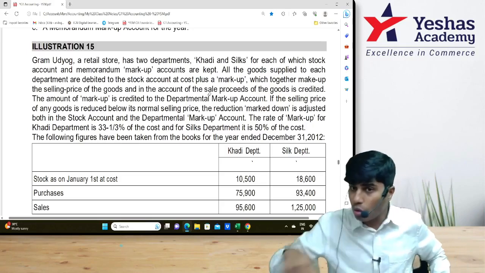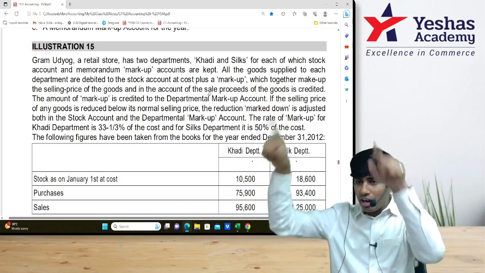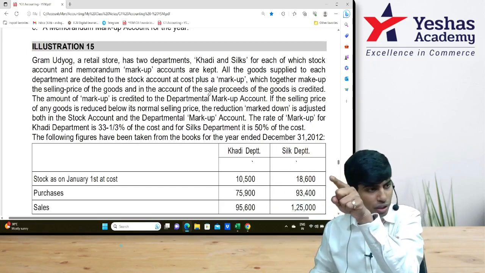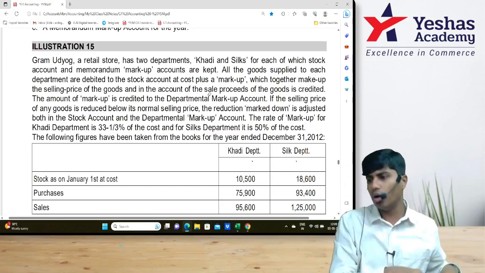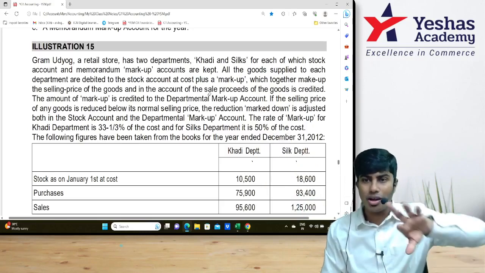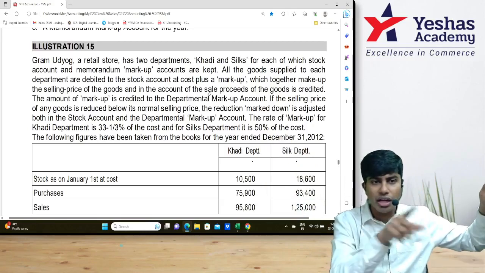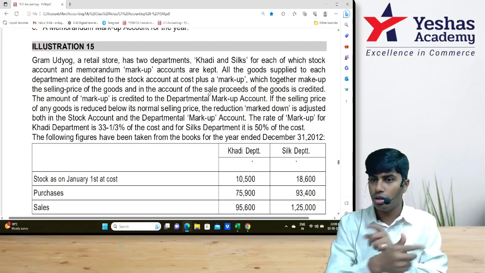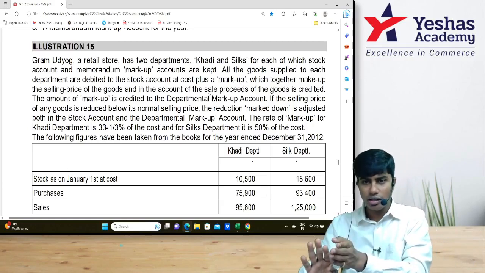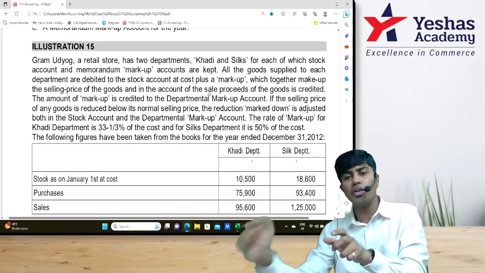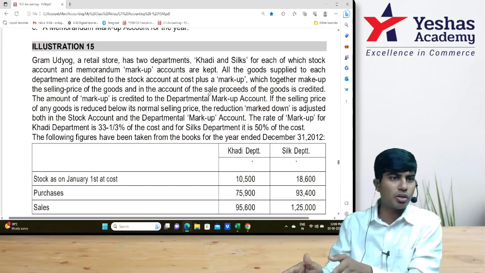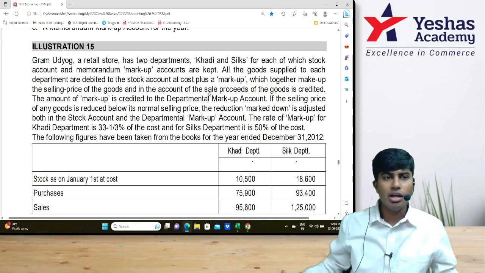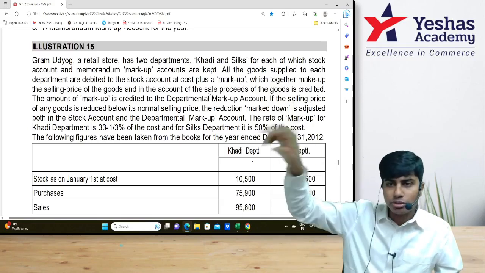If there is markdown on opening stock, what do we do? In our memorandum stock account, opening stock is on the debit, and markdown on opening stock we will write on the credit. And in our markup account, markup on opening stock is on the credit, and markdown will be written on the debit. Same we do for purchases. We'll do the opposite for closing stock, because closing stock is on the credit in our memorandum stock, so markdown will be on the debit, and the markup on closing stock will be on the debit in the markup account. We do the markdown on the debit, sorry, credit side, and the memorandum stock account will tally.